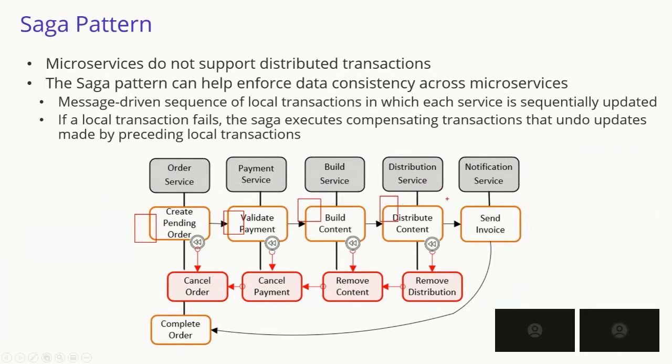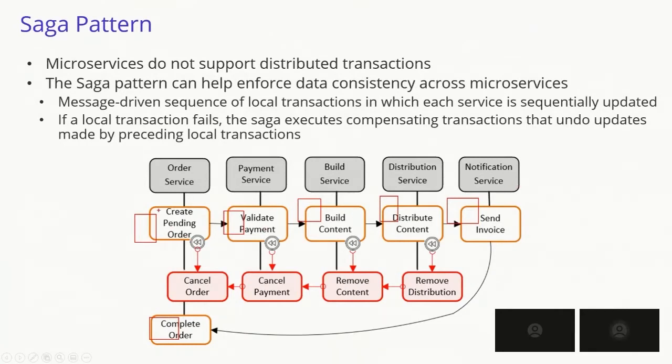The notification service listens for that event, notifies the user, sends an invoice, does an update in its data store. It sends an order complete event, and the order service listens for the complete event, grabs that, marks the order complete. And we're all done. So again, notice the steps in here.